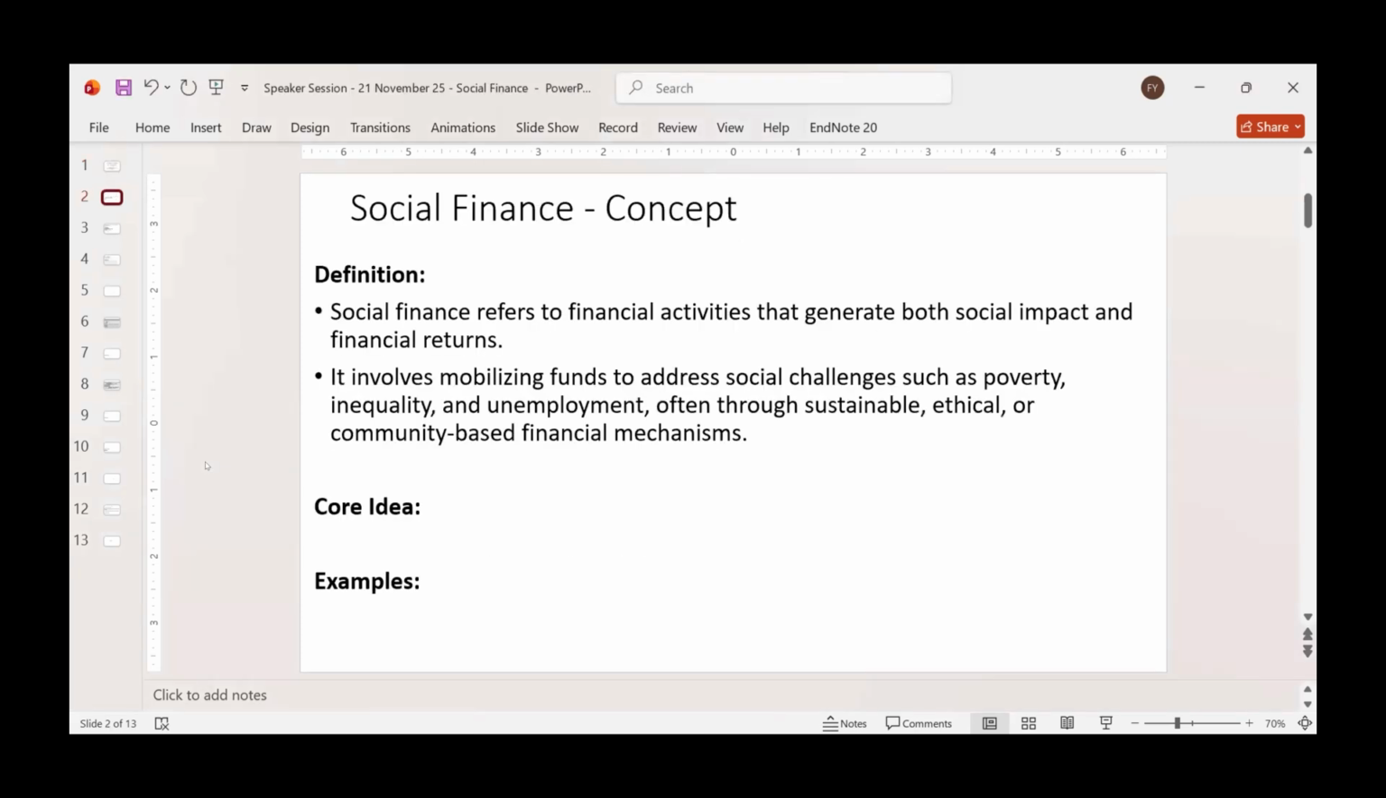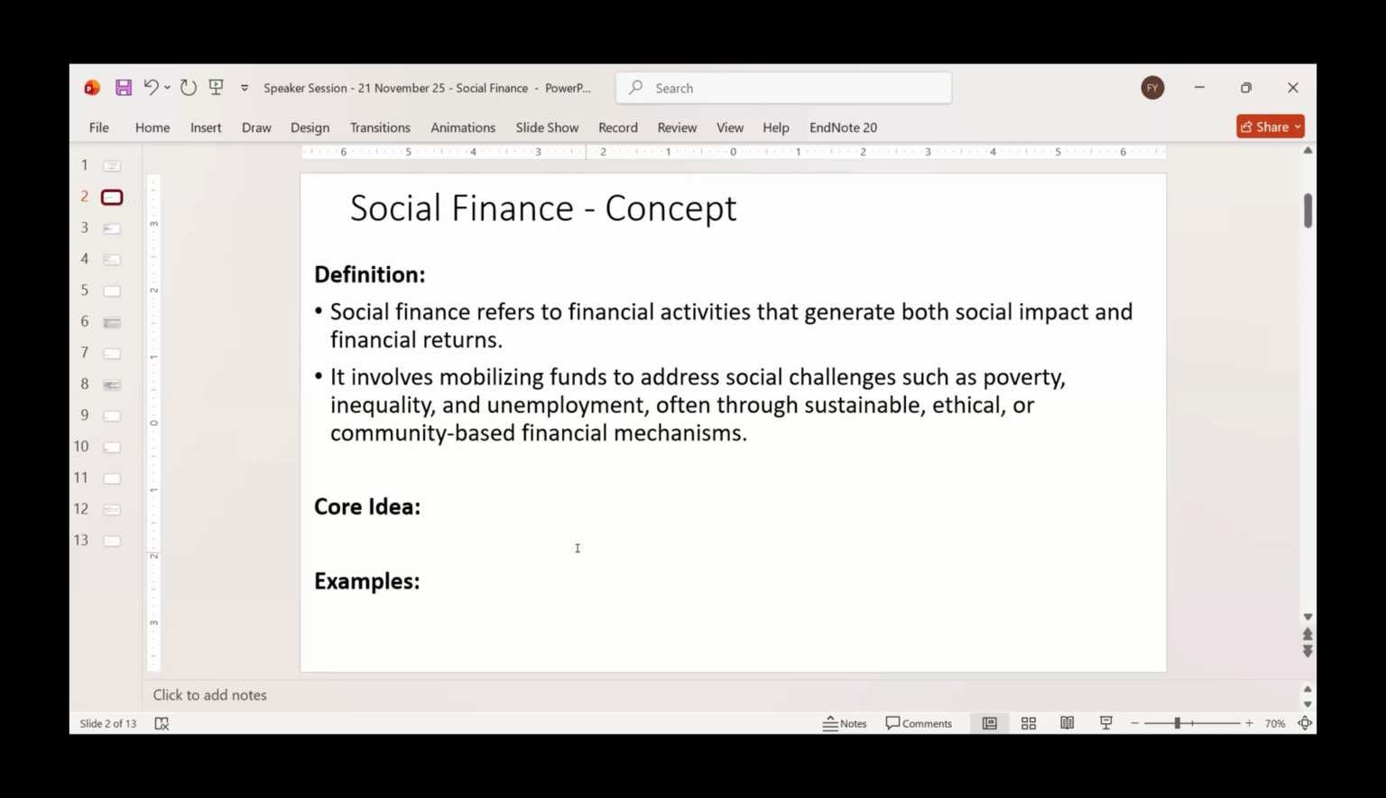So, first of all, what is social finance? Social finance refers to financial activities that generate both social impact and financial returns. It involves mobilizing funds to address social challenges such as poverty, inequality, and unemployment, often through sustainable, ethical, and community based financial mechanisms. The core idea behind social finance is finance with a social purpose rather than just profit maximization, and it blends philanthropy, finance, and development, and encourages inclusive growth by empowering marginalized groups, especially in countries like Pakistan or other underdeveloped or developing economies.